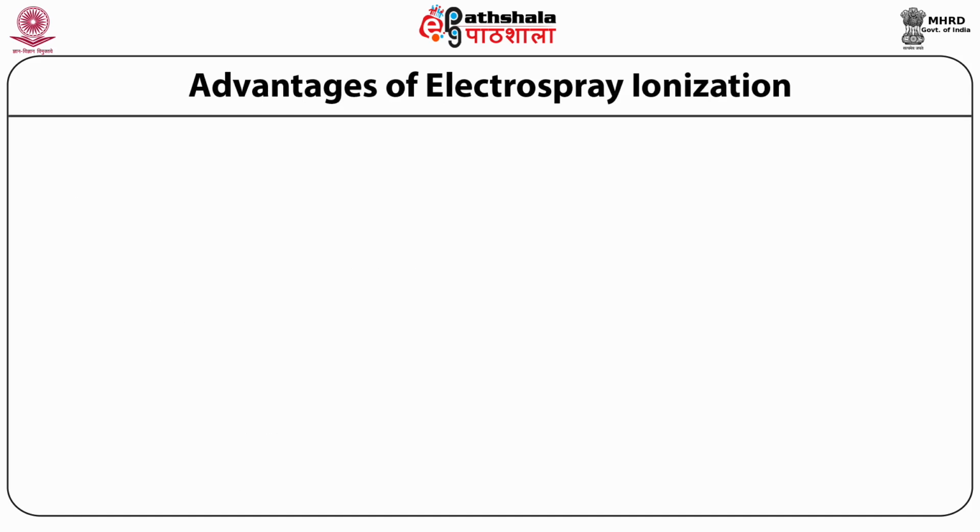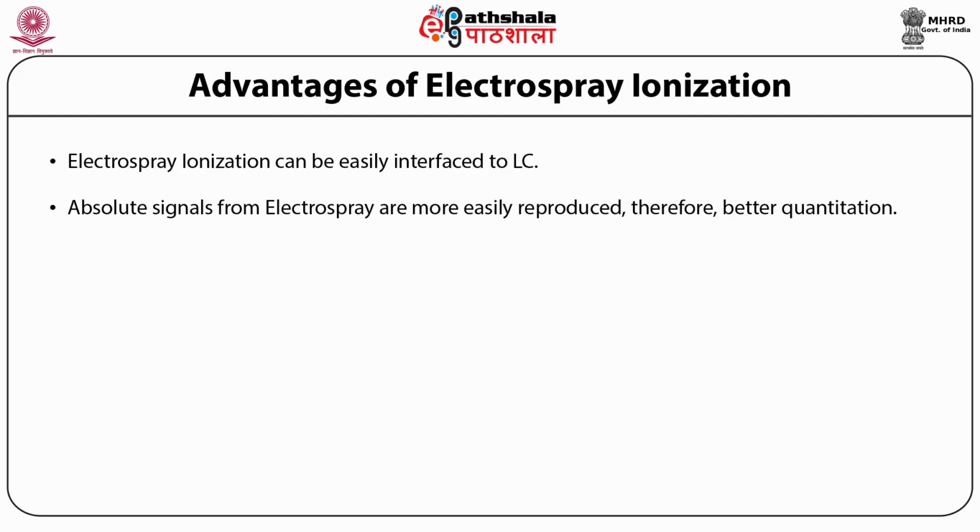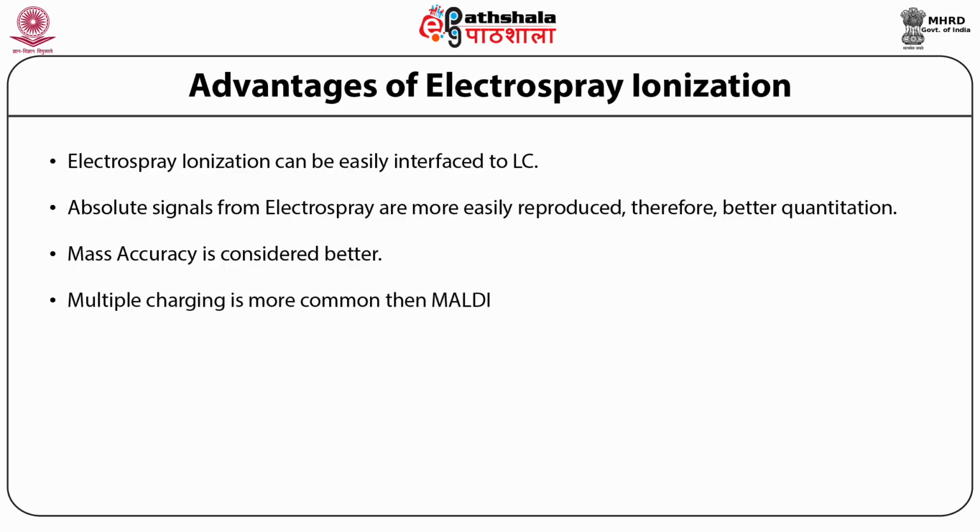Advantages of electrospray ionization. Electrospray ionization has several advantages. Firstly, it can be easily interfaced to LC. Secondly, absolute signals from electrospray are more easily reproduced, therefore giving better quantification. Mass accuracy is considered better as compared to other ionization techniques. Multiple charges are produced by electrospray ionization as compared to MALDI.